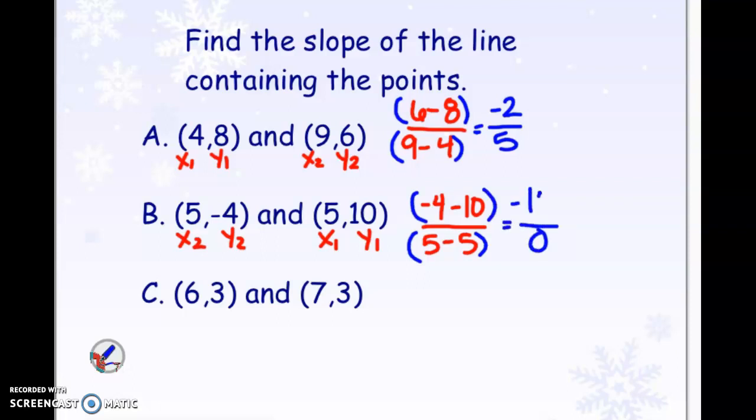Negative 4 subtract 10 is negative 14. Divided by 0 would be undefined. Your calculator won't do it. Undefined. So, kind of an interesting one.